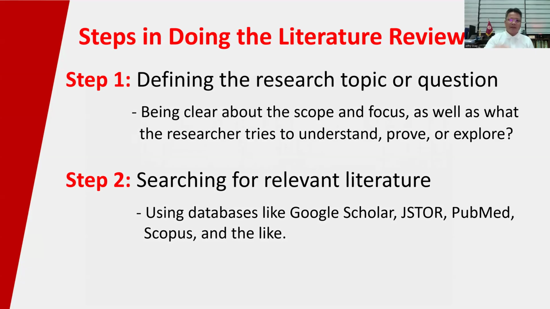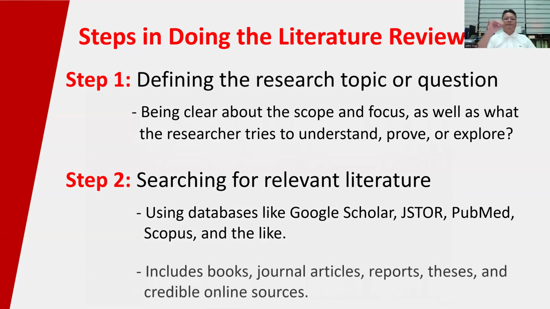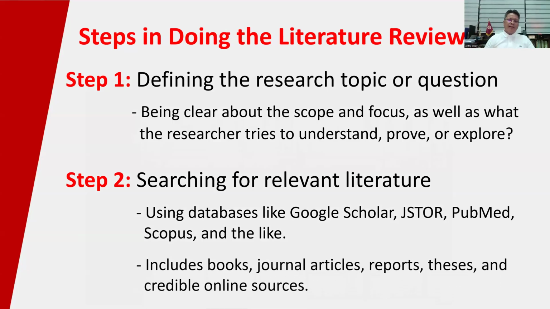Just as in number one, defining the research topic or question, you should have a research problem and a research aim. You know exactly what to do, what to explore, what to understand. Before you go to the library or to the internet, you have that idea. Then you search the relevant literature using databases like Google Scholar, JSTOR, PubMed, Scopus, and the like. No need for further explanation. This includes books, journal articles, reports, theses, and credible online sources.